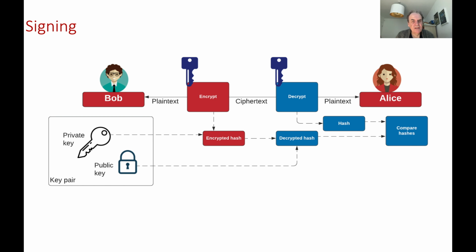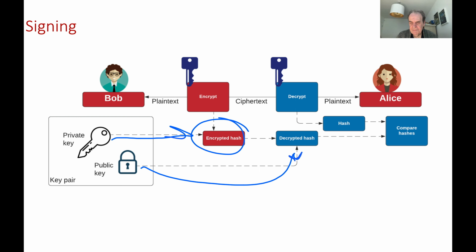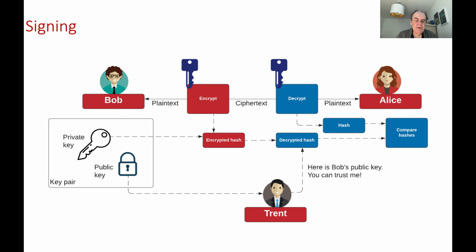Okay, so this is the signing process here. We have a hash, we apply a private key, and then the public key is used to prove the signature. But how do we get Bob's public key to Alice in a trusted form? Well, for this we need Trent, and as we'll find, the PKI infrastructure allows us to implement this trust infrastructure where Trent can sign for the public key of Bob.